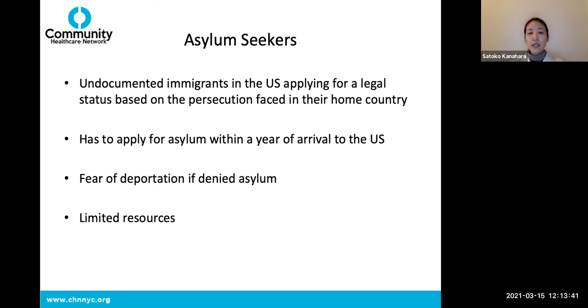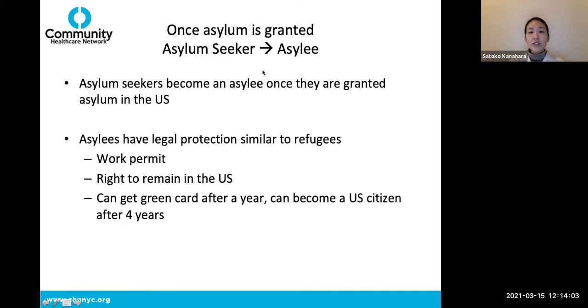And if they get denied asylum, asylum seekers can get deported outside of the United States back to their country. So asylum seekers are actually very vulnerable, whereas the refugee patients that we see in our clinic have already gone through the process. By the time they see us, they have no fear of deportation. They can legally stay in the United States. Once asylum is granted, they go from asylum seeker to an asylee. Once they become an asylee, they have similar legal rights as a refugee. They can work, they can remain in the United States, they can get a green card after a year, and they can even apply to become a US citizen after 4 years of being granted asylum status.